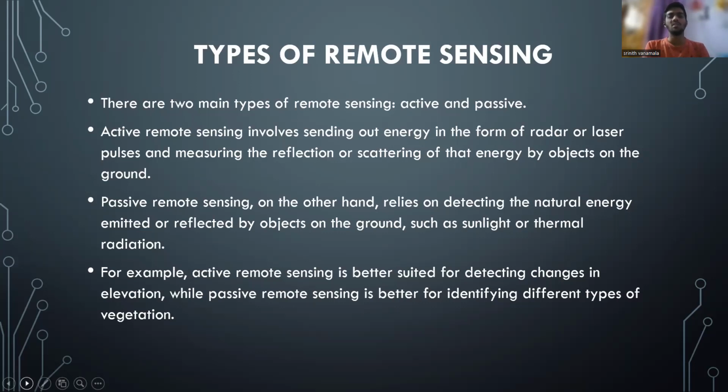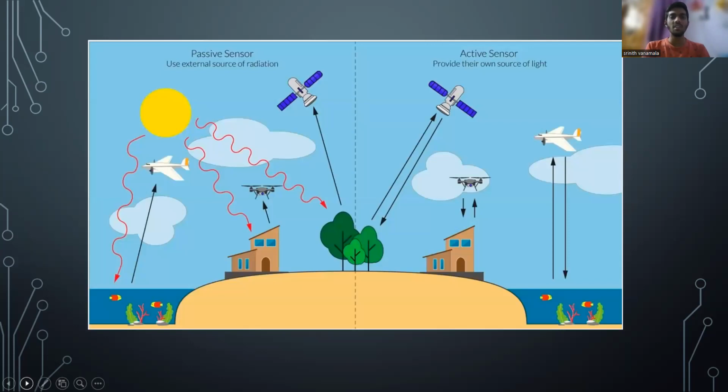Active remote sensing is used for detecting changes in elevation. Passive remote sensing is used for identifying different types of vegetation. In our project, we'll be using passive remote sensing. So this is the image. In passive sensors, the sun is the source. In active sensors, the sensor will be providing the light.